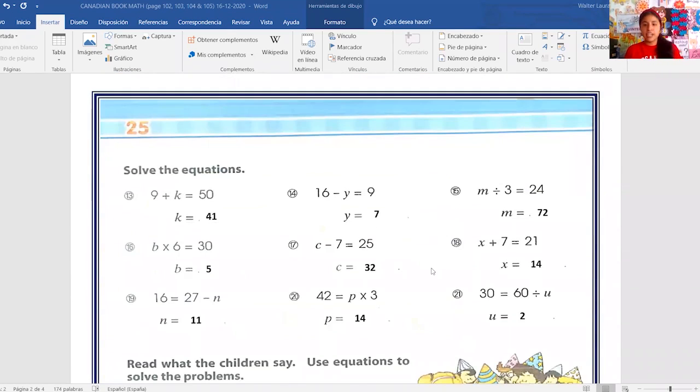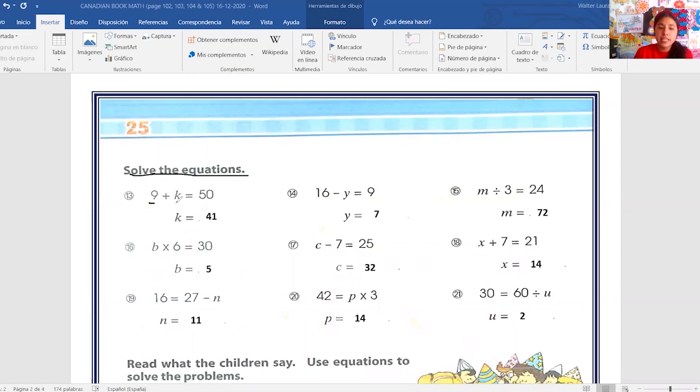Okay, let's go here to the next one. This is really easy, okay? Remember that when you want to change in the equations, it's going to be the opposite. If you have addition here, when you change, subtraction. If you have subtraction, you change into addition. If you have multiplication, you change into division. If it is division, you change into multiplication. Yes, that's right. So in this case, it says solve the equations.